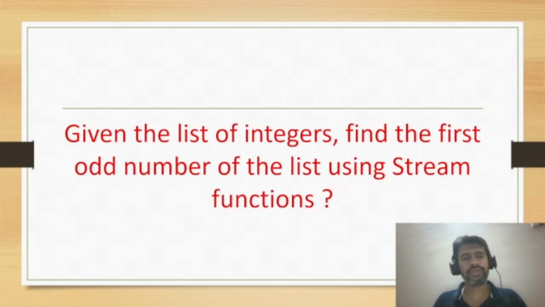Let's move on to the next question. So the next question is, we are given a list of integers. We have to find the first odd number of the list and print the result, and we have to use the stream functionality. So the requirement is very simple: in the given list of integers, we have to find the first odd number and print the result. Let's see how to do it.